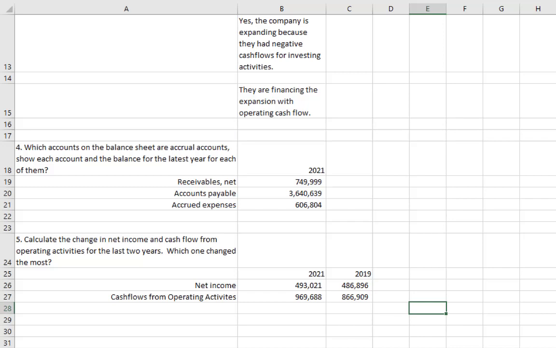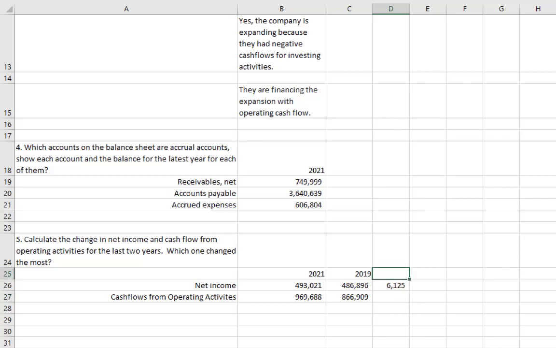So I'm going to take this minus this, the first year minus the prior year, the current year minus the prior year, and that'll tell me whether it went up or down. So I'm going to go equal, point to that cell, minus point to this cell and press enter. So, and you can look at it and see my net income went up $6,125,000 because remember I have 3 years.